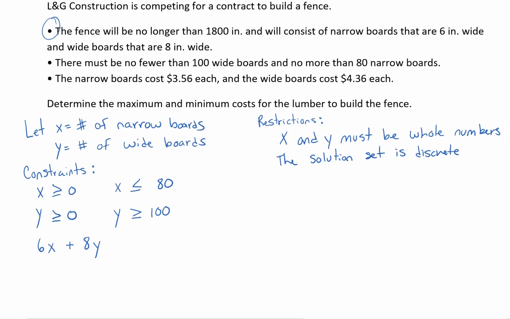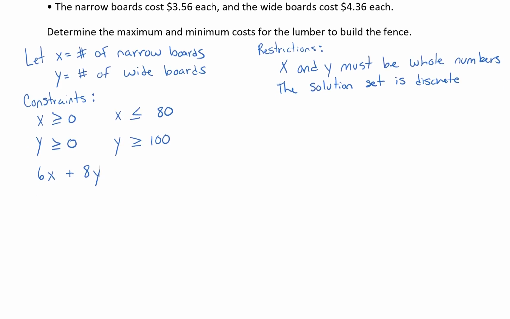6 times x plus 8 times y, and then that would be less than or equal to those 1800 inches. Okay, so we've got our variables defined, we've got our restrictions stated, we've got our constraints. Next, we need to graph this, okay? If you want, you could do your objective function right away. I usually like to graph it first.